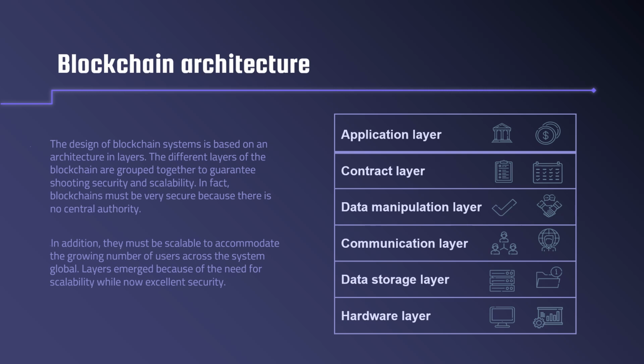In fact, blockchains must be very secure because there is no central authority. In addition, they must be scalable to accommodate the growing number of users across the global system. Layers emerged because of the need for scalability while maintaining excellent security. This figure represents the layered architecture of the blockchain. It's made up of 6 layers linked to each other in order to maintain a better quality of service.